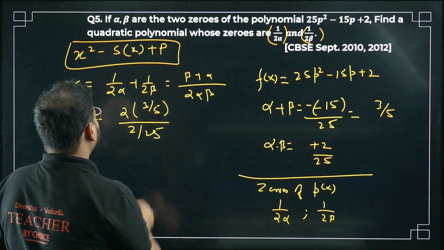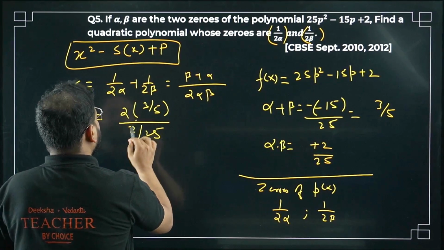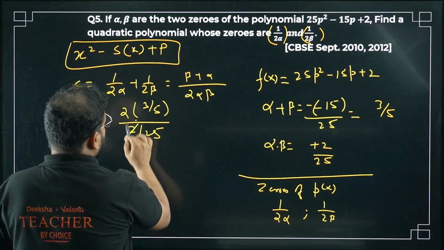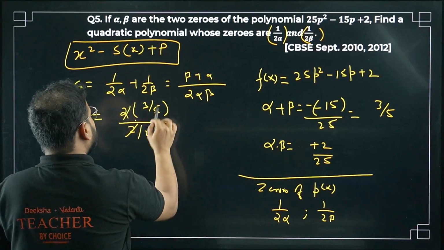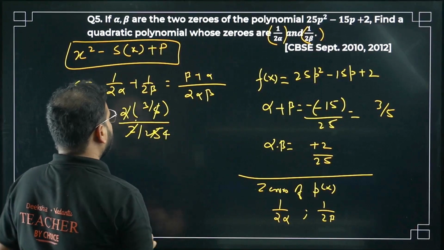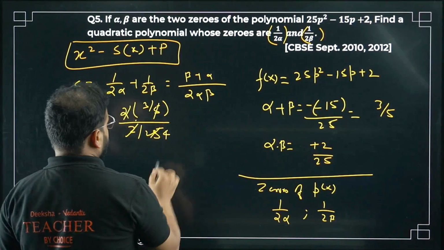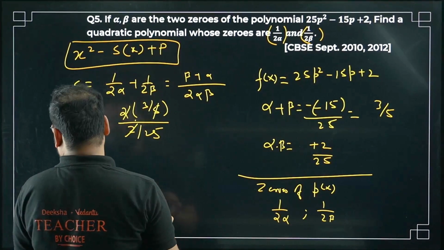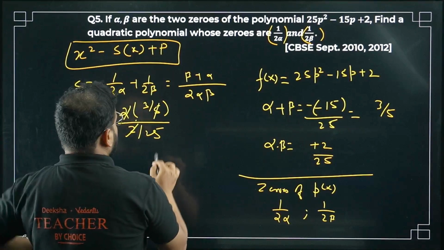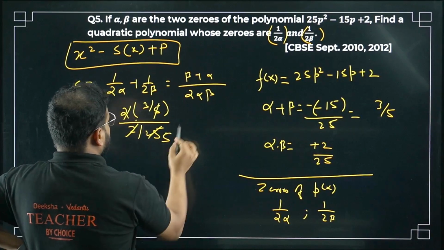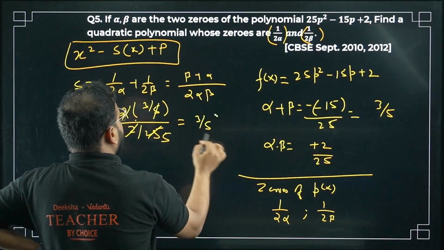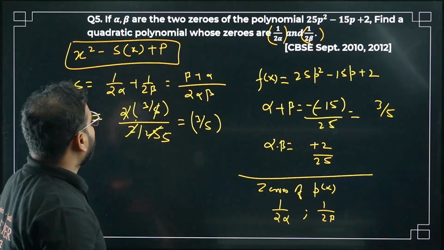So what do I get here? This 2 and this 2 cancel, 5 5s are 25, so what I'm left with is 3 by 5. 3 by 5 is my sum value.